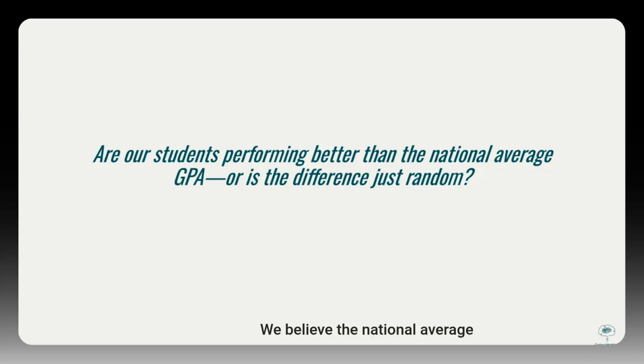We believe the national average is about 3.0. Now we're asking, is the difference real, or could it just be due to random variation? That's where the one-sample t-test comes in. Let's explore when to use it, what it tells us, and how to run it from start to finish.